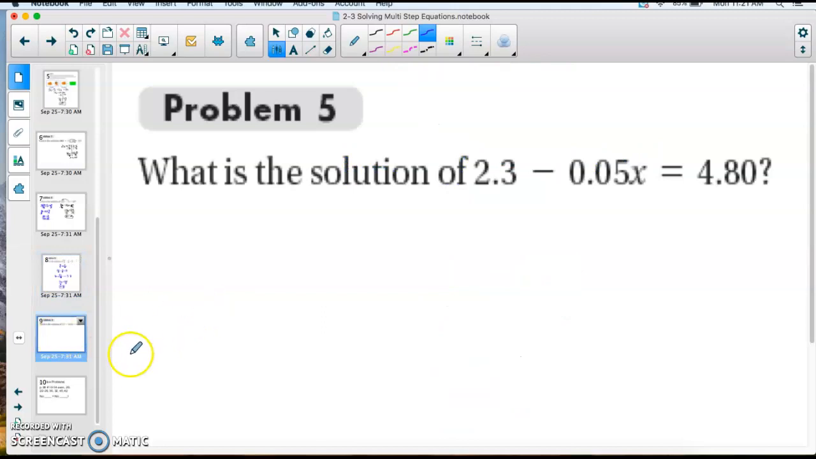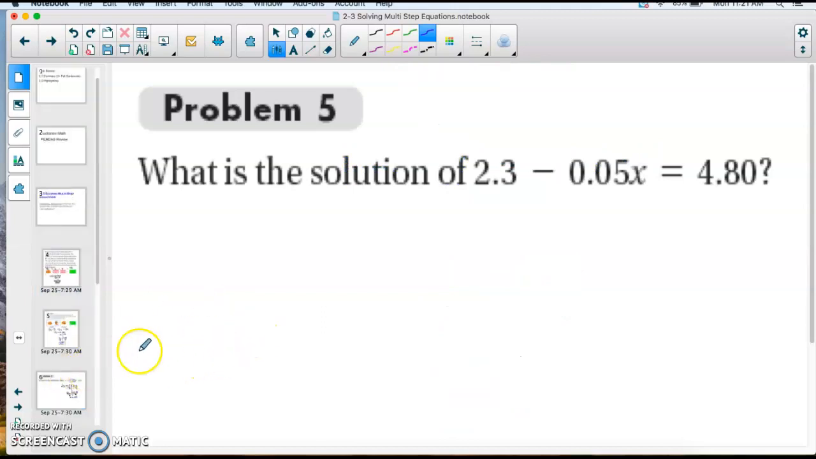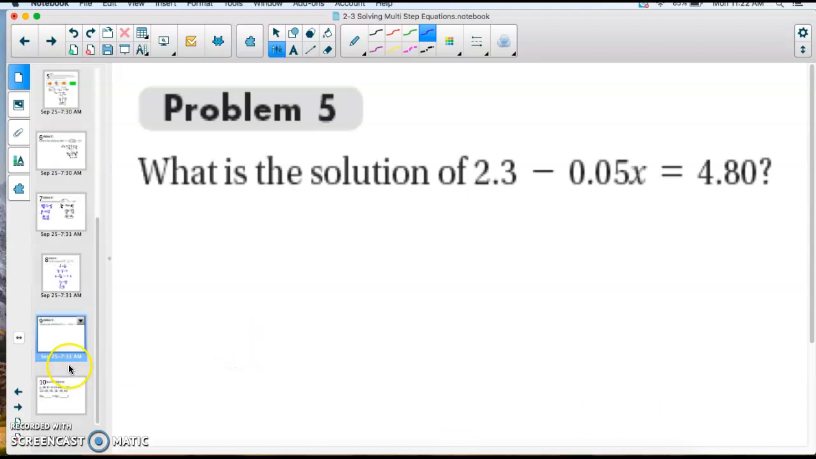All right, problem 5. This is our last problem. Try to get this done in 4 minutes. All right, what is the solution of 2.3 minus 0.05x equals 4.8? Now, don't let the decimals throw you off. They're just numbers. Your calculator does decimals. Trust your calculator in times like this.